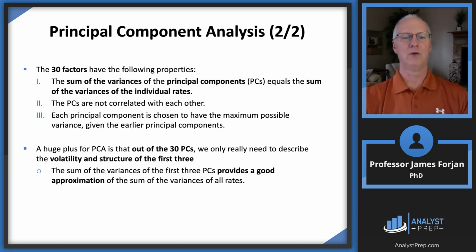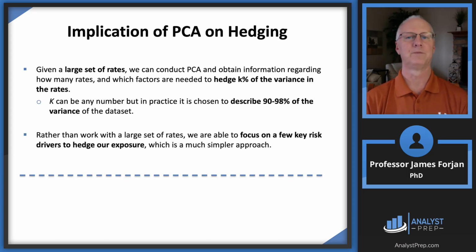So once we do all that, we really only need to describe some of those. We can find those principal components. And so notice what I have in the last circle point. The sum of the variances of the first 3 principal components might provide a good approximation of the sum of all the variances. Okay.